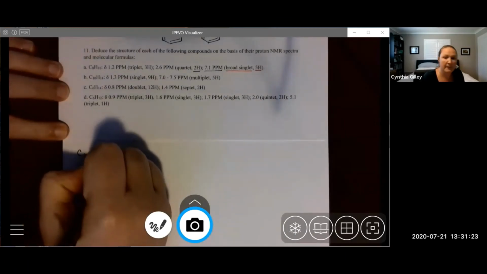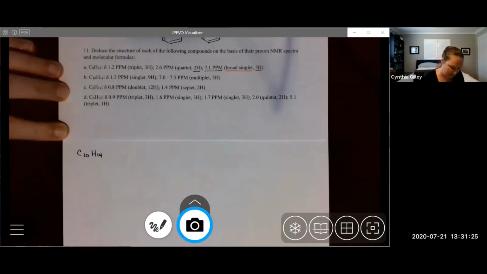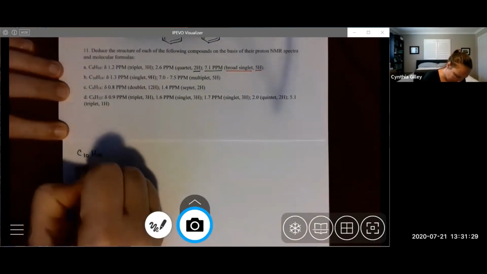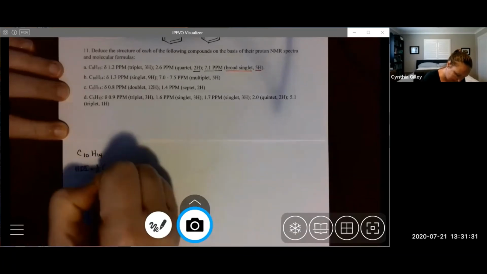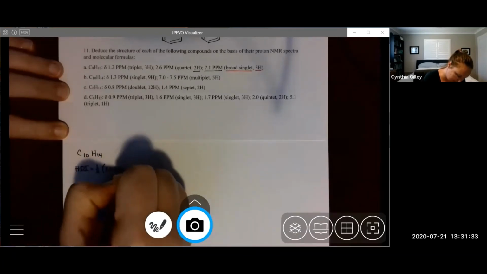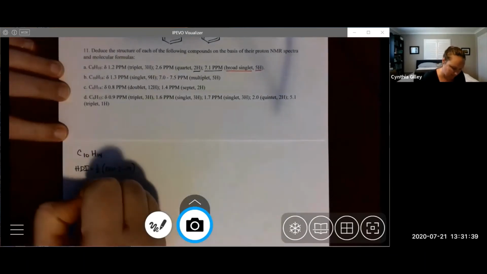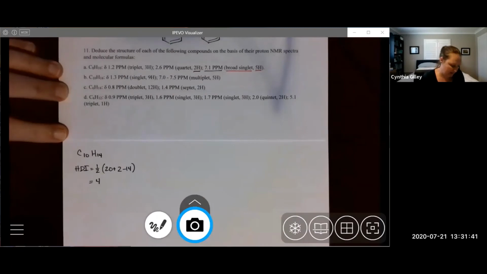C10H14. And we can do a little calculation here. 1/2, 2 times 10 is 20, plus 2 minus 14. So 22 minus 14 is 8. So again, 4. So I'm kind of thinking aromatic ring.